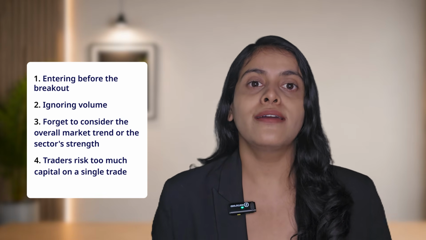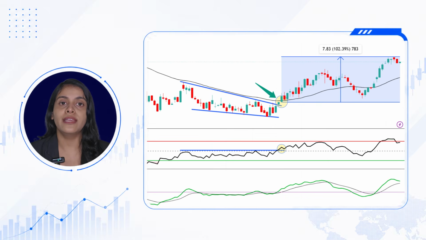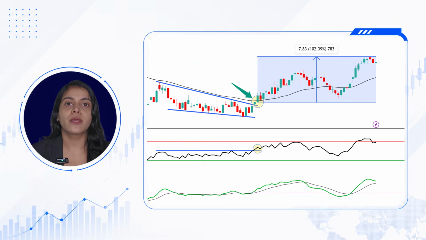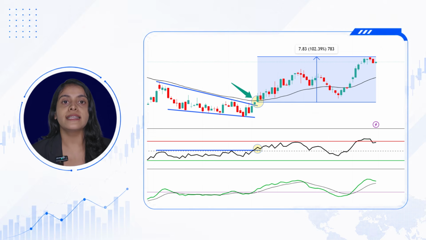Now let's take a real-life example of a falling wedge pattern. In this chart, Vodafone Idea had given a classic falling wedge breakout on the weekly chart, signaling that the prolonged downtrend may be coming to an end. The breakout is backed by the stock reclaiming its 40-week EMA, indicating improving trend strength. Momentum indicators also support the bullish view. The RSI has moved above 50, reflecting strengthened buying momentum, while the MACD has also given a bullish crossover, suggesting that the buyers are gaining the control.